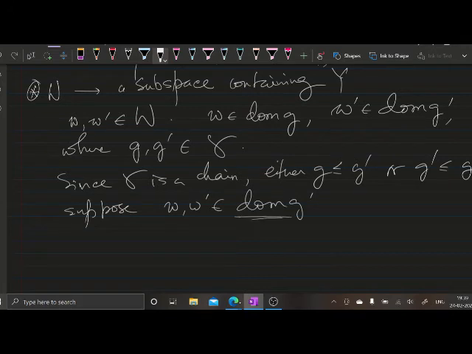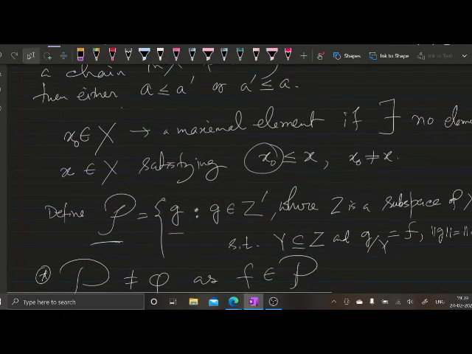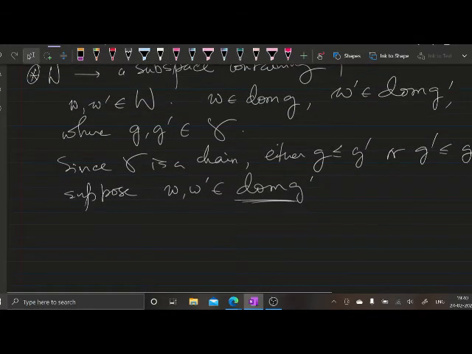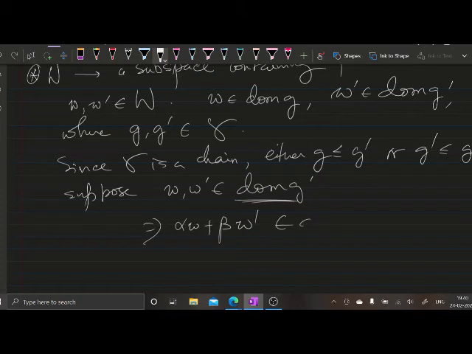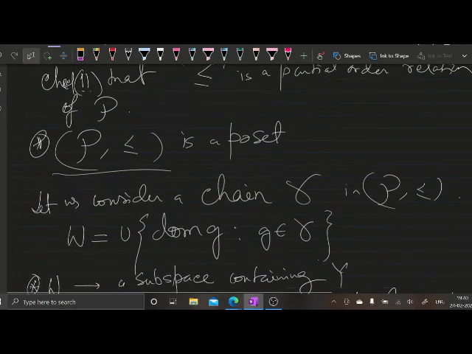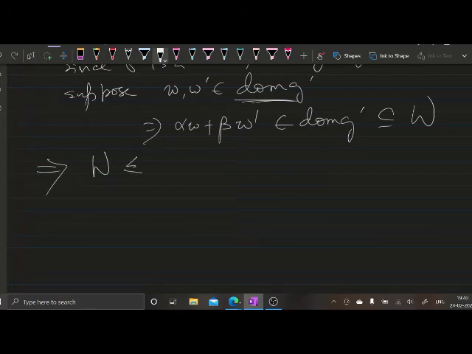Since these domains are subspaces that have been defined in curly P, G is in the dual space of Z, which means the domain of G is Z. What is Z? Z is a subspace of X. Therefore, these domains are subspaces of X containing Y. So alpha W plus beta W dashed belongs to the domain of G dashed, and therefore it is a subset of W. Therefore W is a subspace of X such that Y is a subset of W.